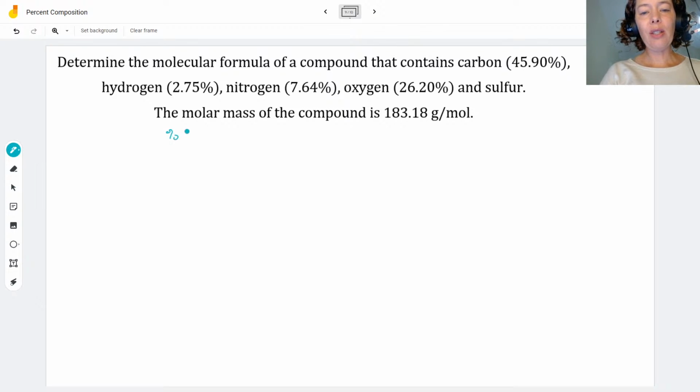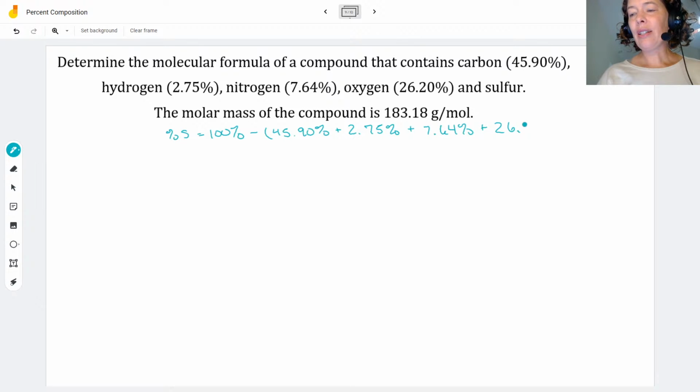So my percent sulfur is going to be 100% minus the sum of all my other ones. So this is 45.90%, 2.75%. Whoops, I got ahead of myself. 7.64%. And lastly, our oxygen. Okay, and this is going to give me a percent sulfur of 17.51% sulfur. Now I have my percentages for all my compounds. I am assuming 100 grams of compound.